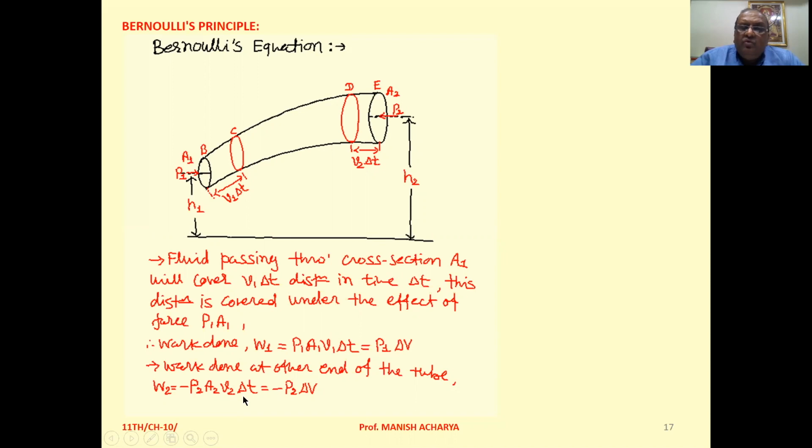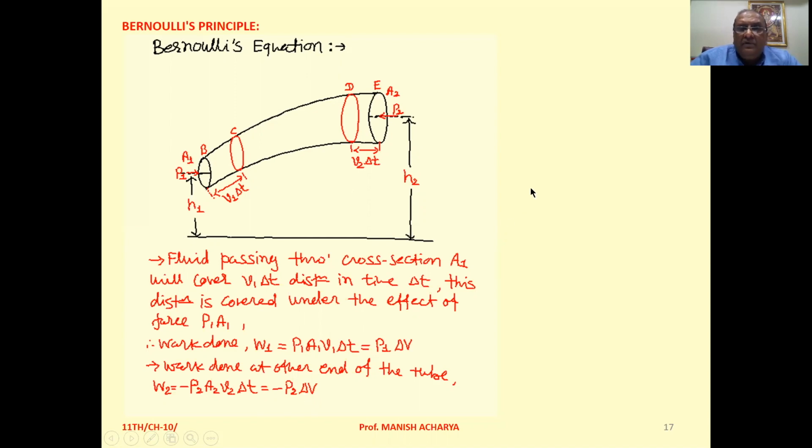But A2 V2 delta t, that is the volume of the fluid passing through cross section A2 in time interval delta t. But here fluid is incompressible. So volume of the fluid passing through this cross section or this cross section in time interval delta t, that will be same one. So here we can write A2 V2 delta t, that is also delta V.